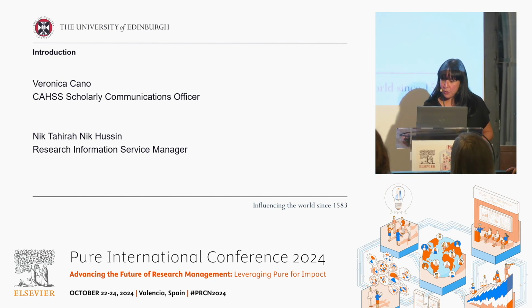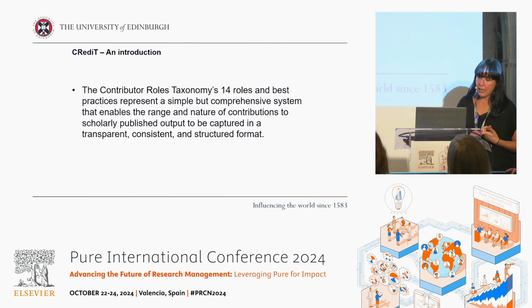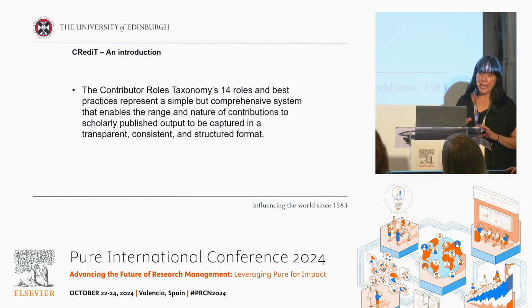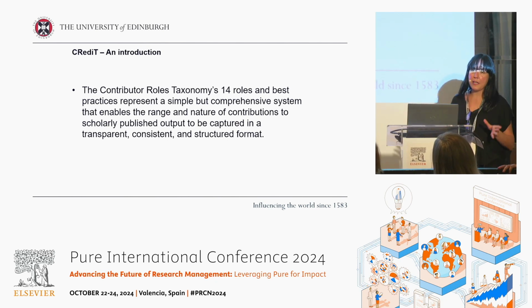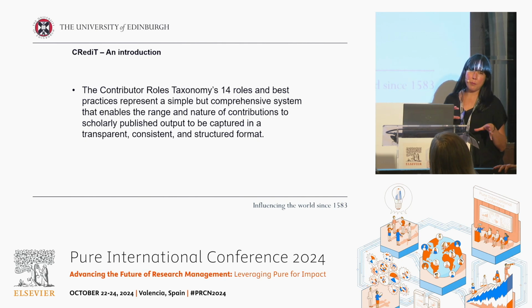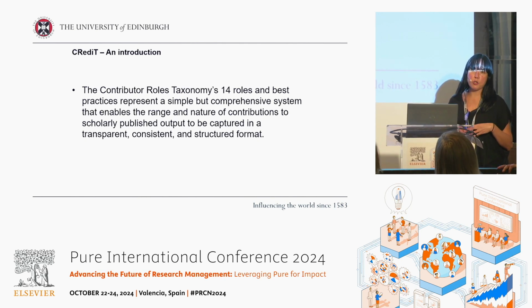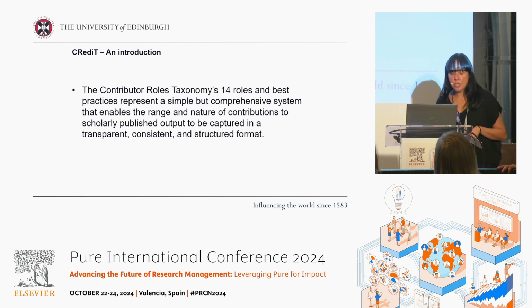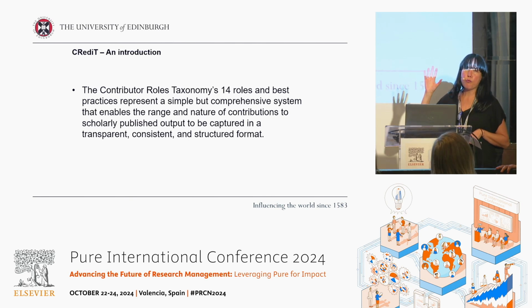So CRediT, for those that are not familiar with it, is a contributor role taxonomy. It's a high-level taxonomy that includes 14 roles that typically represent contributions of authors to a research output. The roles describe each specific contribution of each author to a research project or a research output. Research projects are a team effort, so CRediT represents the variety of all the contributions that can go behind a publication.